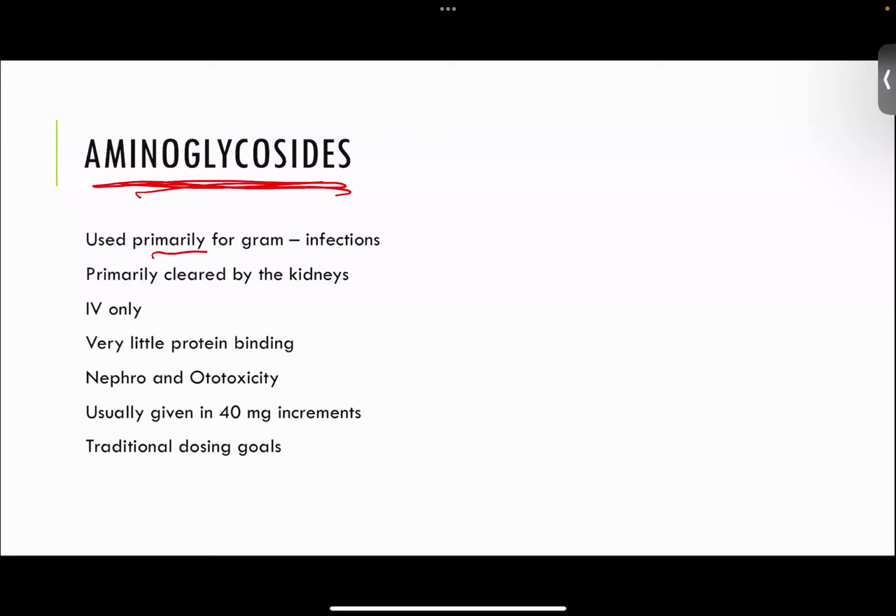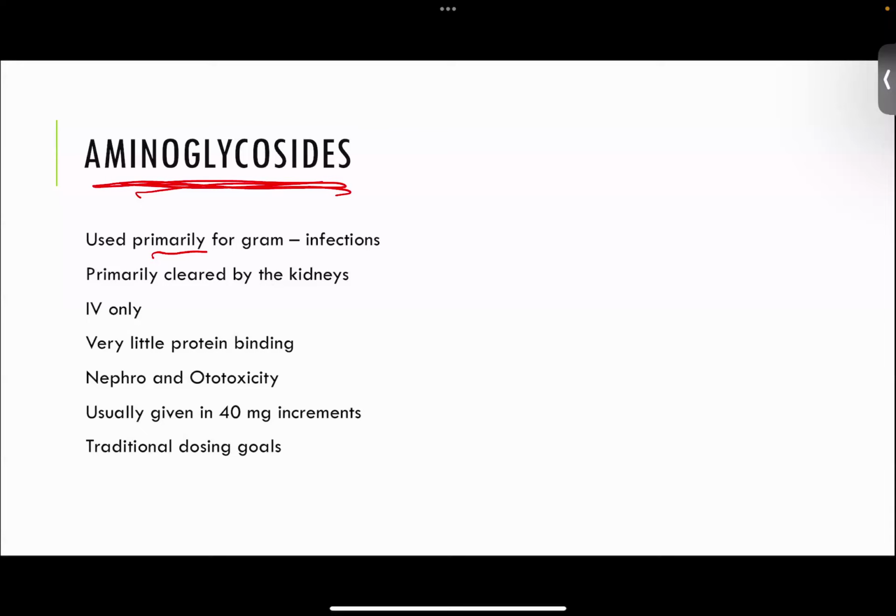Big difference. Vancomycin is a gram-positive killer for MRSA and other gram-positive infections. Aminoglycosides in general are primarily used for gram-negative infections, like Pseudomonas. So different goals as far as which bugs they're active against. Okay, that's one big thing that's very different. What's the other big thing?